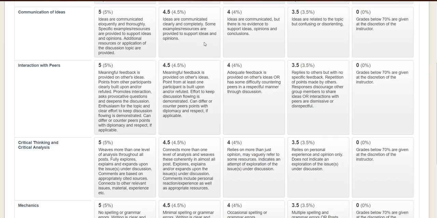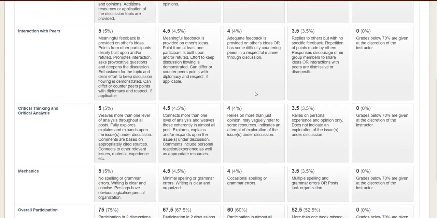Interaction with peers. Now for this week, and I don't know if this is the way we're supposed to do it, but I did interact with peers on other slides, just not that one, so maybe a 4.5 again. We'll go with a 4 there. But I think I did do some good critical thinking, so I'll do 4.5 on that one.